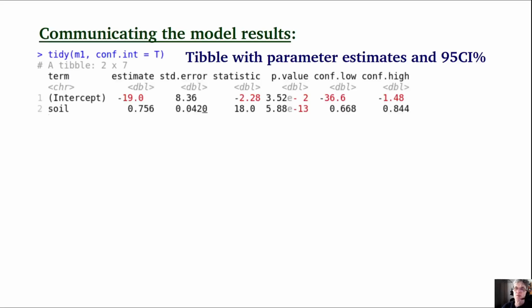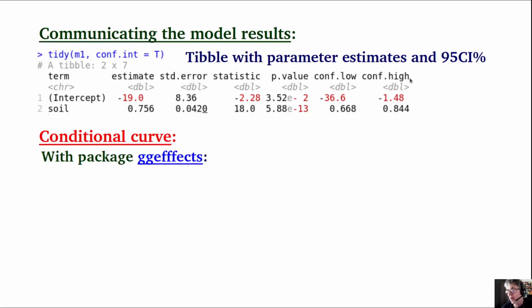Communicating the model results: with another command of the package broom, the command tidy, we can obtain a table, a type of data frame, with the parameter estimates, standard errors, essentially all the same information that we obtained in the summary, besides the lower and upper limits of the 95% confidence intervals of the parameters. This could be used to make a plot, but it's pointless to make a plot with so little information.